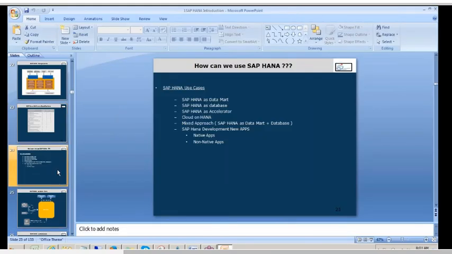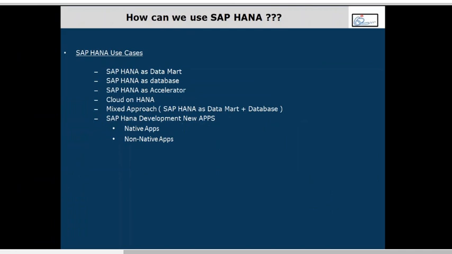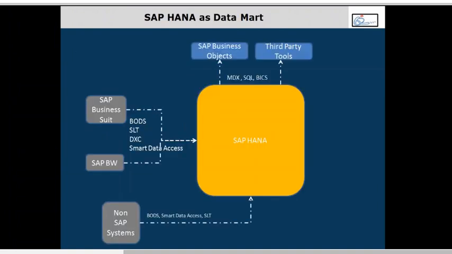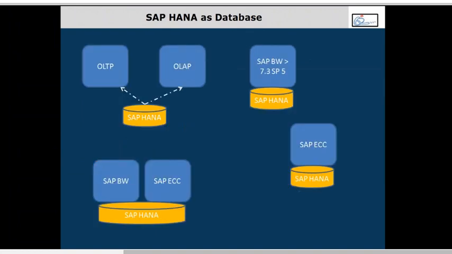And we have gone through the use cases. Basically, you can use HANA as a data mart, where you install HANA as a separate database and get data from different systems into HANA through data provisioning, and then do reporting. And leveraging HANA as a database means HANA can be leveraged as a backend database for an existing application, whether it is SAP or non-SAP, anything.